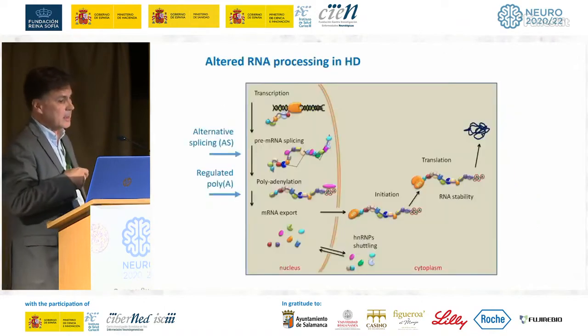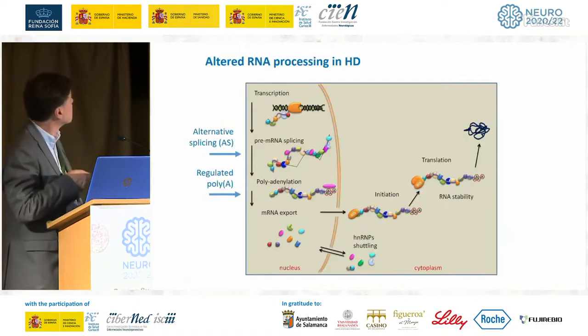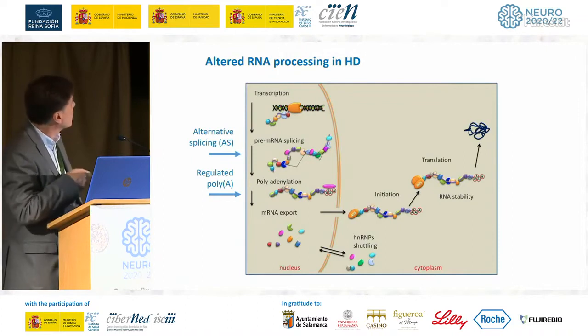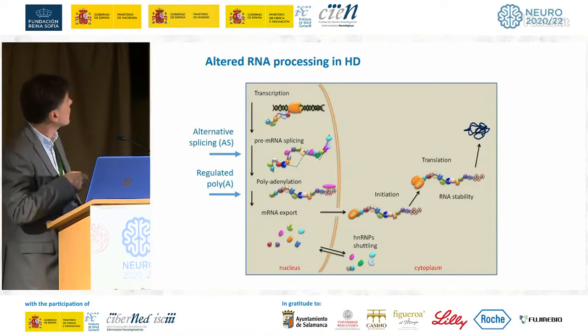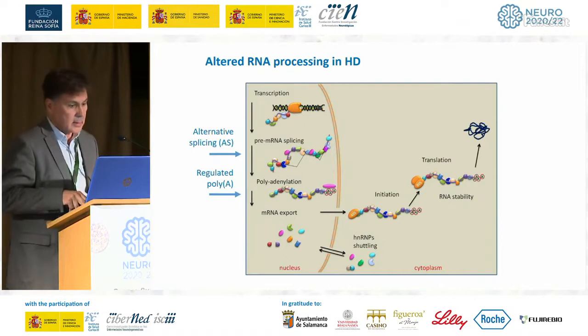And the other RNA processing that we will show is altered in Huntington's disease is regulated polyadenylation. The poly-A tail is added by default in the nucleus to confer stability to the messenger RNA, but then this can be regulated also in the cytoplasm, as I will explain later.